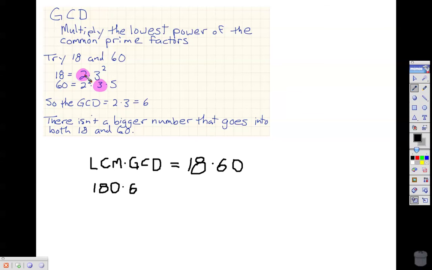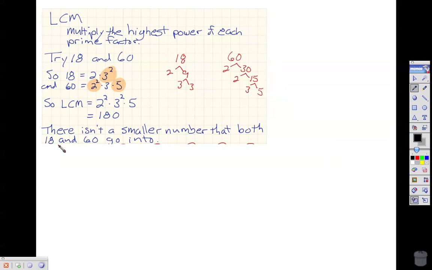Lowest power of 2 is 2 to the first. Lowest power of 3 is 3 to the first. So multiplying those, 2 times 3 gives me 6. Now notice something interesting here. We choose this 2 and that 3 for the GCF. We choose the 2 squared, 3 squared, and 5 for the LCM.